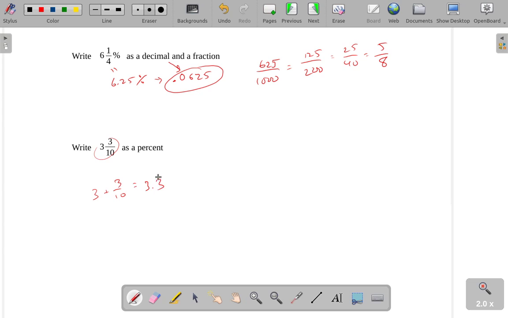Now that I have this as a decimal, now I can convert it to a percent by moving my decimal place 2 places to the right. We get 330%. Oops, I should draw that line there. There we go.